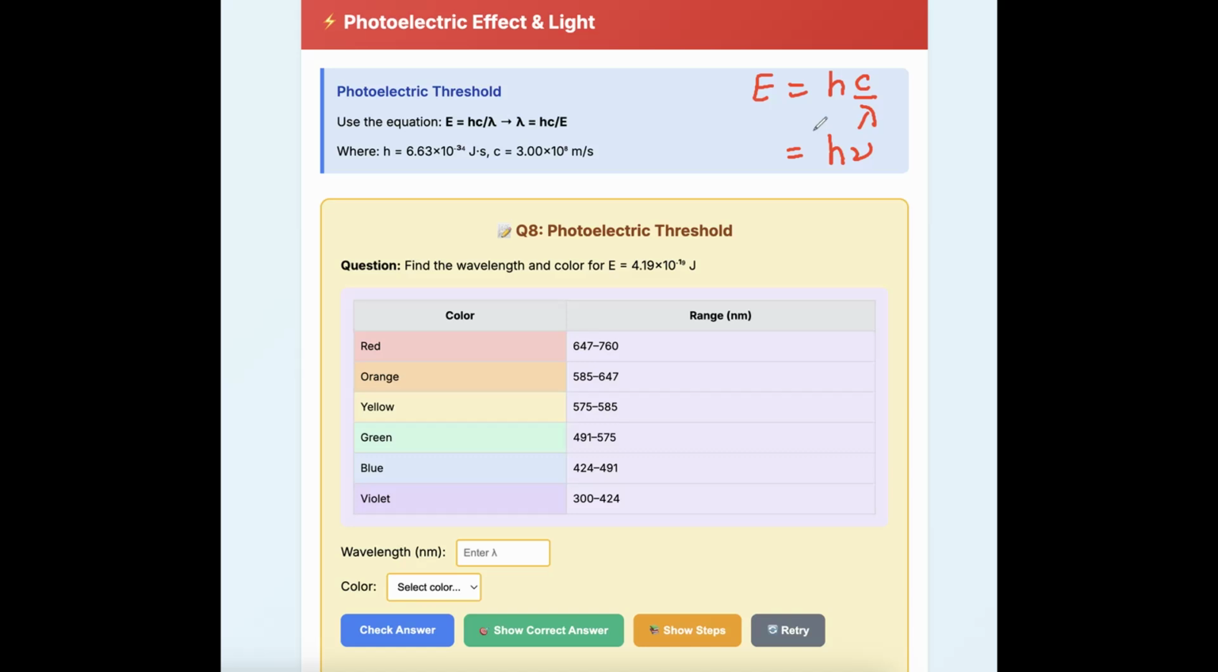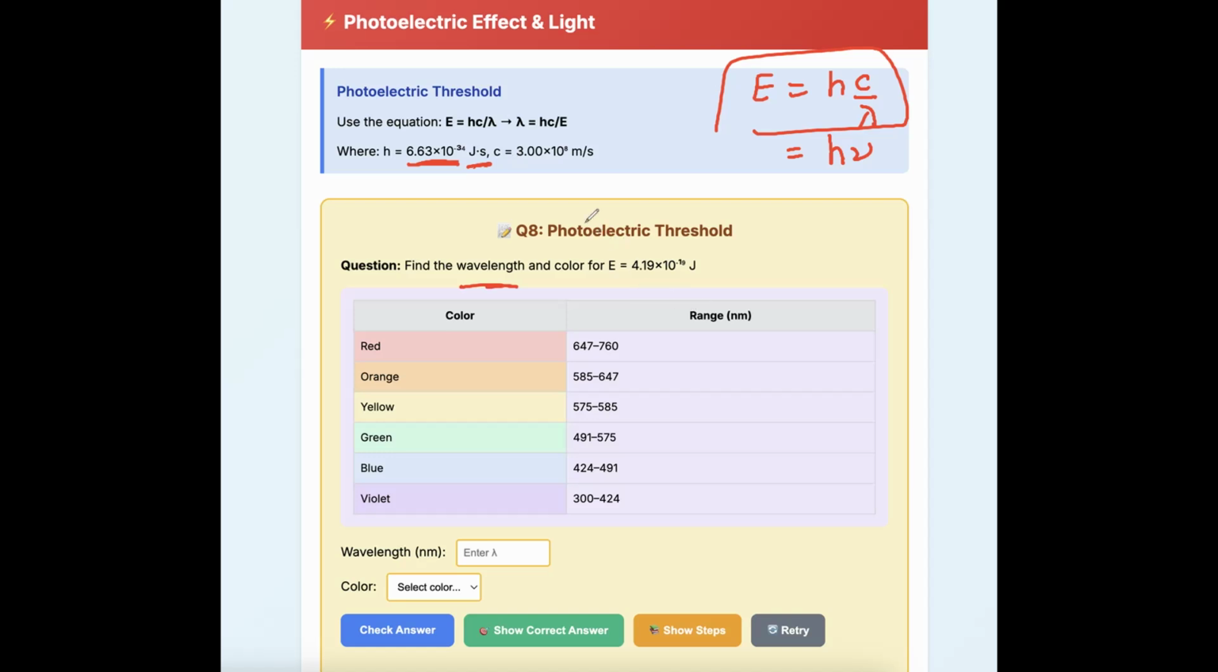Here I'm required to find the wavelength, so I will use this one. And for the color, E is equal to 4.19. So I'll first get the value of the energy. Planck's constant is 6.63 times 10 to the power of negative 34 joule seconds, and the speed of light c is 3 times 10 to the power of 8. Take care, this one is in meters per second, while the wavelength is found in nanometers.